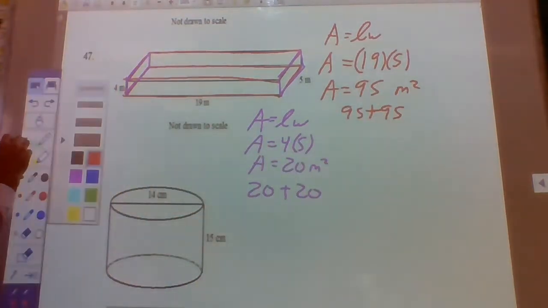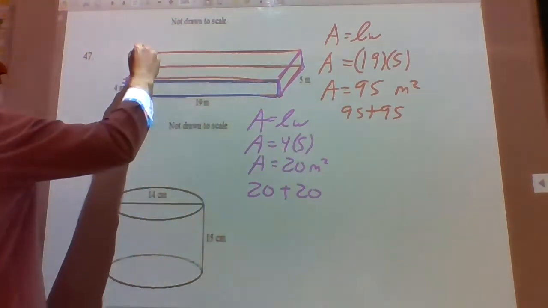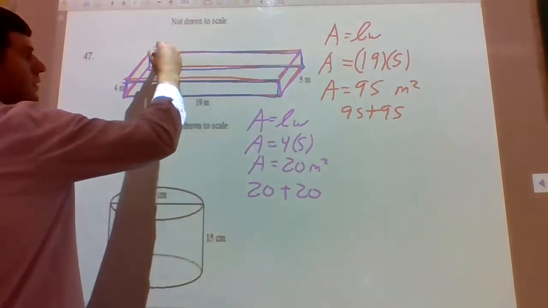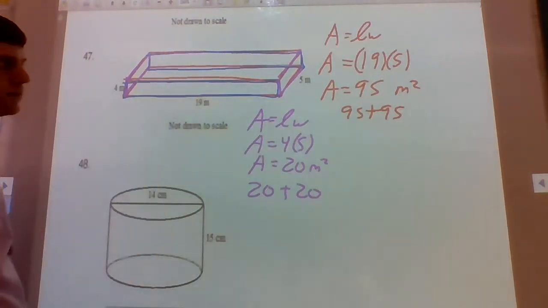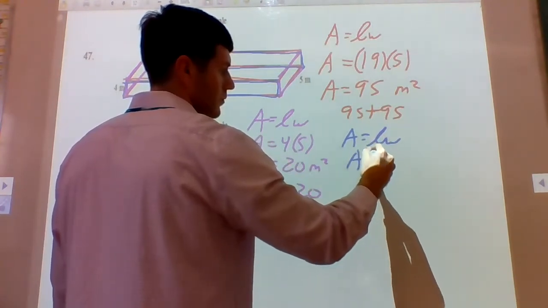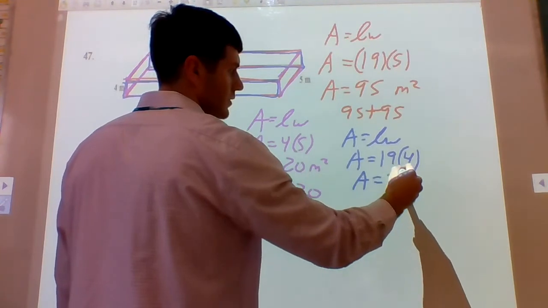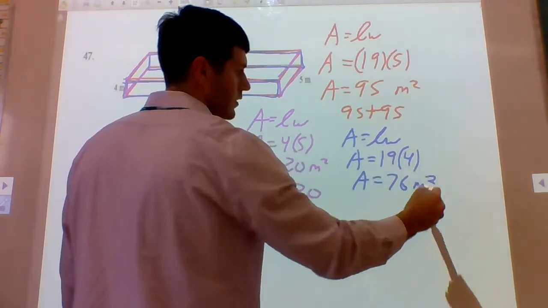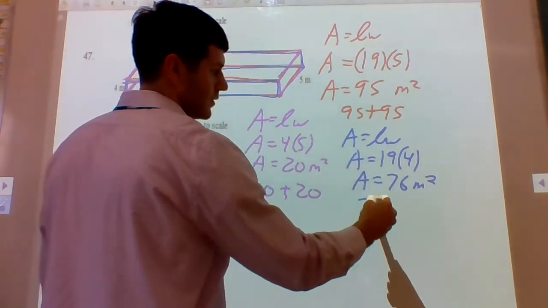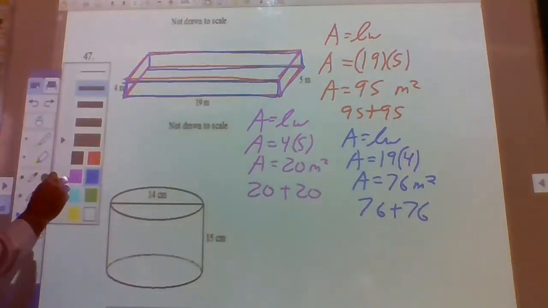Okay, and the last one we have are going to be the front and the back. So the front here and the back. Okay, so that's 19 by 4. So it's a rectangle, so it's length times width. And it's going to be 19 times 4, which is going to be 76 meters squared. And again, there's 2 of them, the front and the back, so that is 76 plus 76 to find the total surface area here.